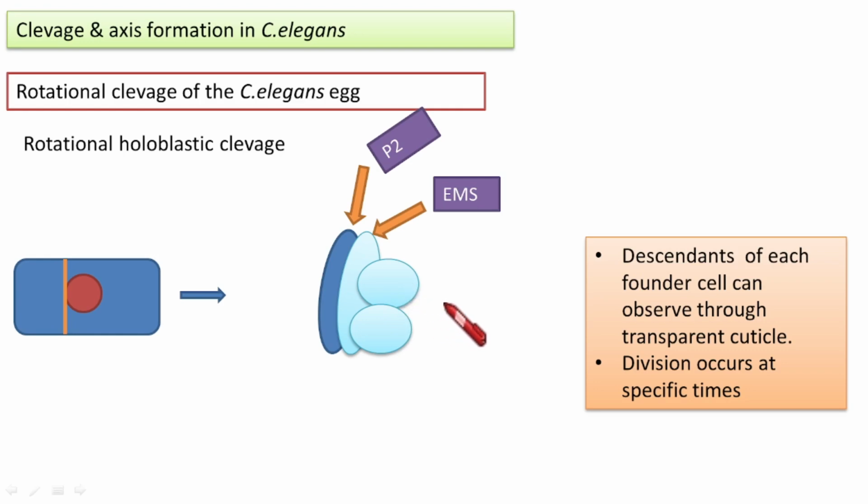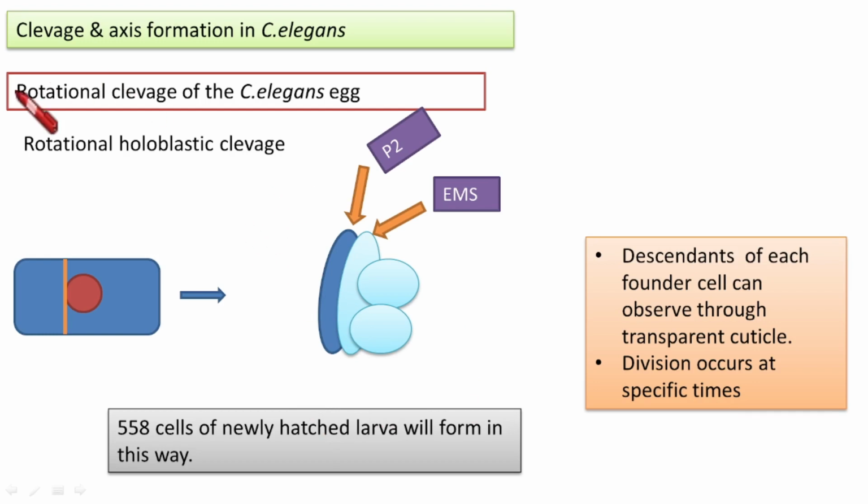In the future embryo, so that we can follow, the body of that organism is transparent. Its cuticle is transparent, so we can observe the descendants or the fate of each founder cell. And the time of that division occurs at a specific time and it will not vary between different individuals. And by way of this rotational holoblastic cleavage, how many cells are forming in newly hatched larvae? Around 558 cells are forming.